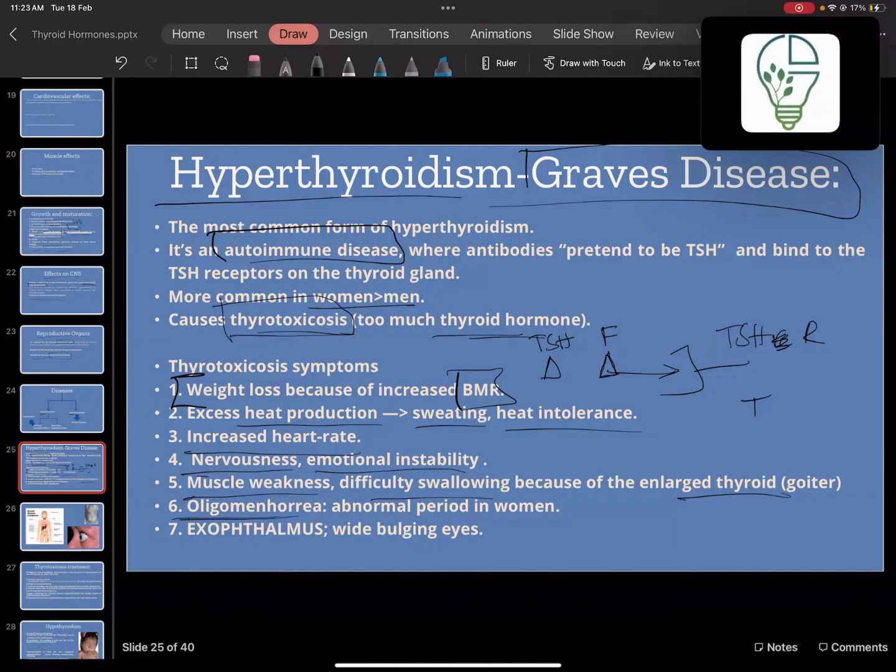It causes oligomenorrhea. This is a word that you're going to hear about a lot. Oligomenorrhea just means abnormal periods. So rather than every 35 days, it'll be every 18 days, or every 50 days. It's not normal. Exophthalmos is the key word here. When you read exophthalmos, it's almost always hyperthyroidism or Graves' disease.